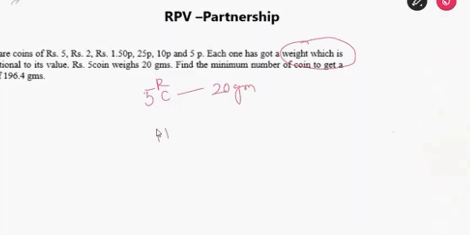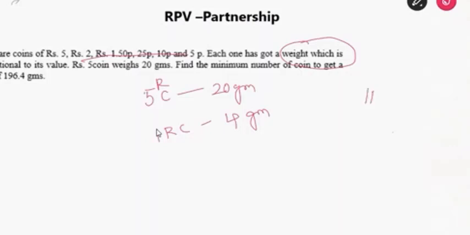Now what will be the 1 rupee coin weight? Will it be 4 grams? Right? Based on that we can frame the weights of all these. Now the question is, find the minimum number of coins to get a total of 196.4 grams. Okay, so see here, 196.4 grams.